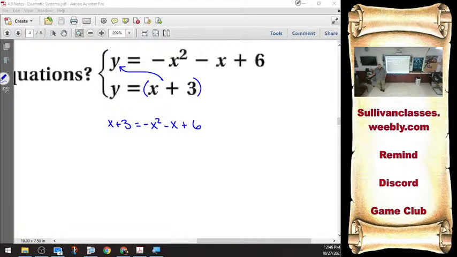However you want. It doesn't say how to solve it. You can get everything to one side and factor. You can complete the square. You can use the quadratic formula. I don't care.